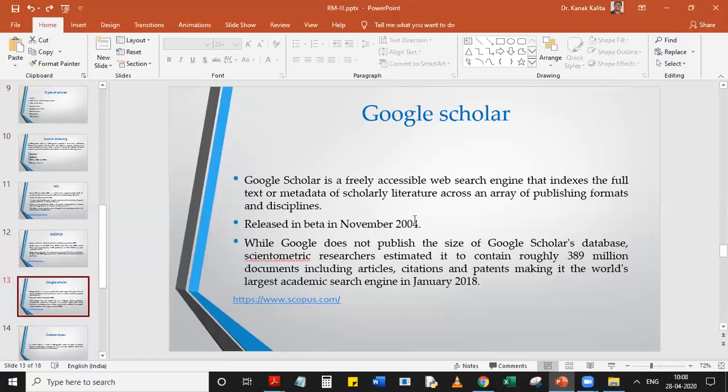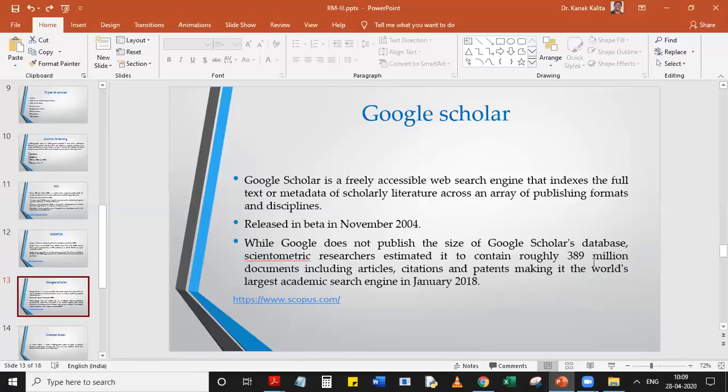It was launched around the same time as Scopus, in 2004. All these other databases release some data every year regarding how many articles and journals are in their database. But Google Scholar does not publish that kind of information. Last year it was estimated that around 389 million documents are in the Google Scholar database. Because Google Scholar is freely available, anything that can be searched by the Google engine can be searched by Google Scholar also. That is why this number is very high.